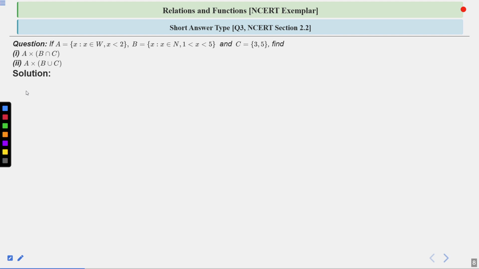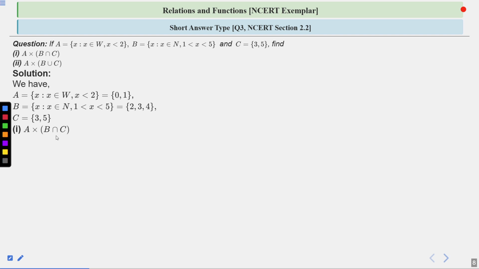Solution. What do we have? Set A is the collection of all whole numbers strictly less than 2. In roster form, we have 2 elements: 0, 1. Set B is the collection of all natural numbers greater than 1 and less than 5. So we have 3 elements: 2, 3, 4. Set C is already given to us: 3, 5.